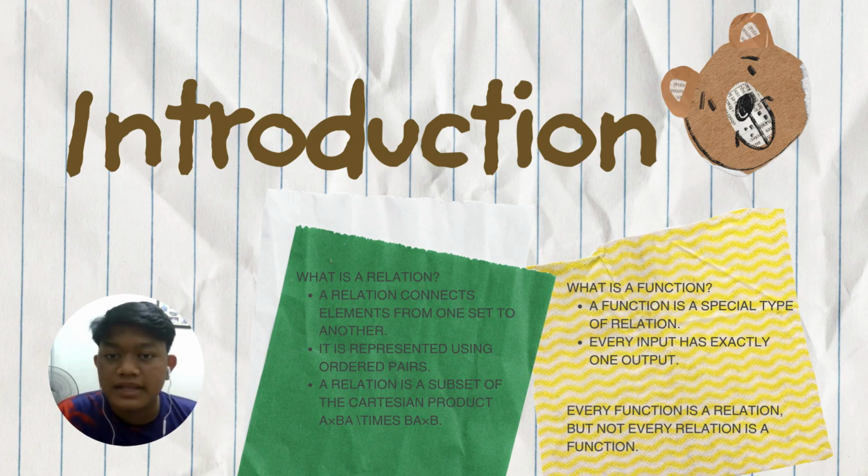First, let's understand what a relation is. In discrete mathematics, a relation is a set of ordered pairs that connects elements from one set, called the domain, to another set called the codomain. Mathematically, a relation is a subset of the Cartesian product A times B.